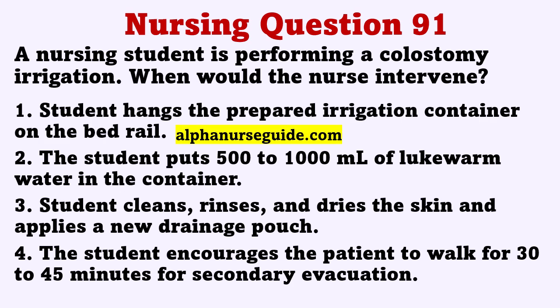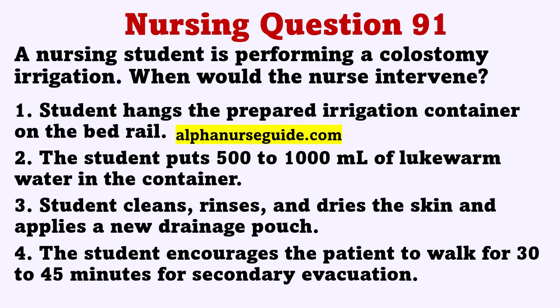A nursing student is performing a colostomy irrigation. When would the nurse intervene? 1. Student hangs the prepared irrigation container on the bed rail. 2. The student puts 500 to 1,000 milliliters of lukewarm water in the container. 3. Student cleans, rinses, and dries the skin and applies a new drainage pouch. 4. The student encourages the patient to walk for 30 to 45 minutes for secondary evacuation.